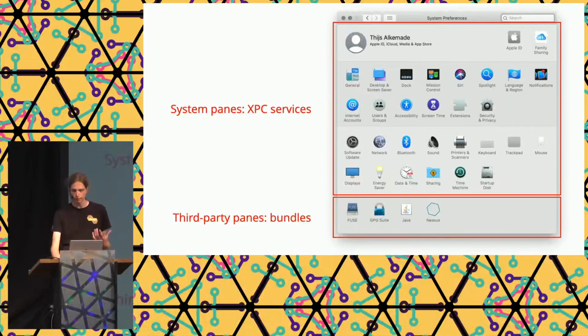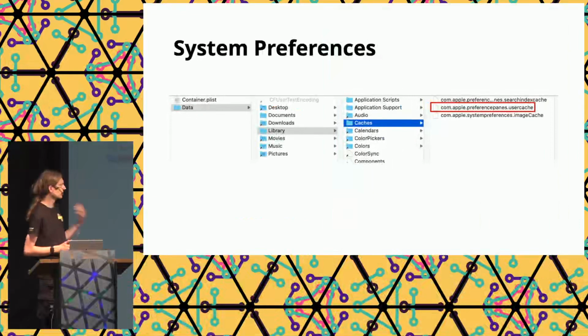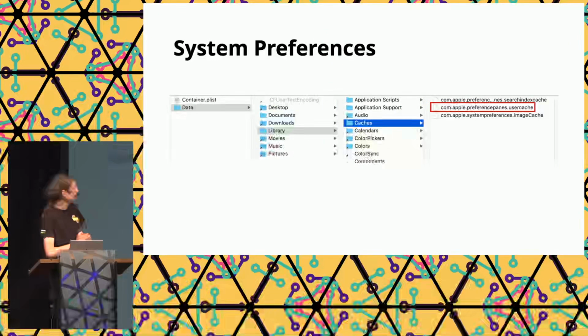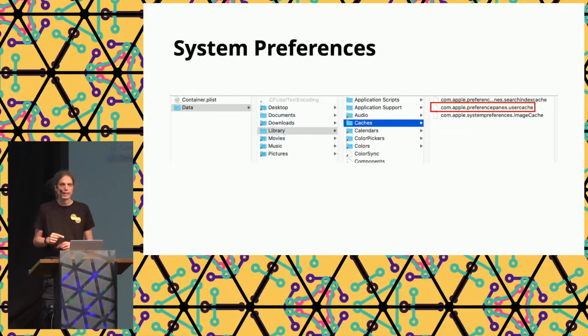But I noticed something that was being created in the container folder of the application. There are some cache files left over by System Preferences, including one that's called the user cache. And this is a list of all of the third-party System Preferences plugins that were installed. And it was created within the container of my application, which meant that I could manipulate it, or modify it, or create some new content, and then launch System Preferences.